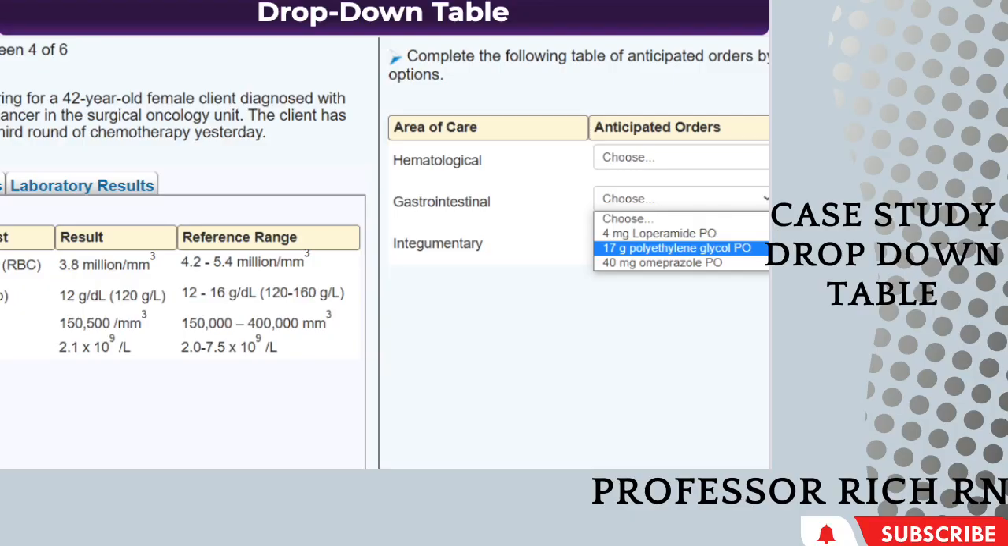So here you have 4 milligrams of loperamide, 17 grams of polyethylene glycol, which is Miralax, and then 40 milligrams of omeprazole PO. So which one of those would best help this patient based upon this story? And then you're going to answer each one of those based upon each one of those body systems. So again, multiple questions within that one specific drop-down table question, right?